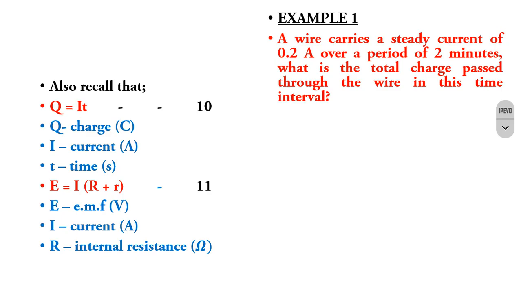A wire carries a steady current of 0.2 ampere. Now look at that SI unit. It's telling you about the quantity. Don't forget, you write it down. A wire carries a steady current of 0.2 ampere over a period of 2 minutes. That unit should tell you something. What is the total charge passed through the wire in this time interval?